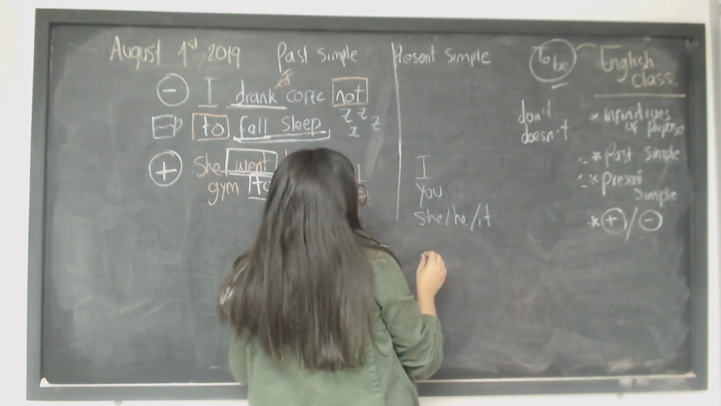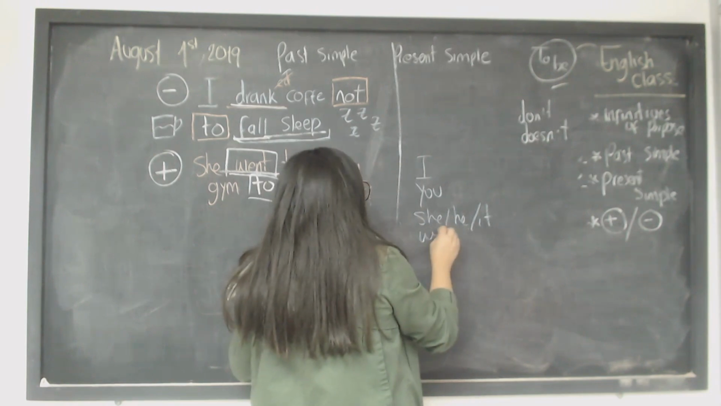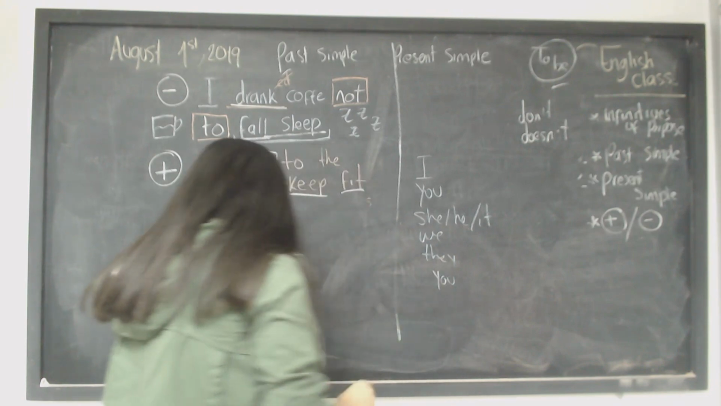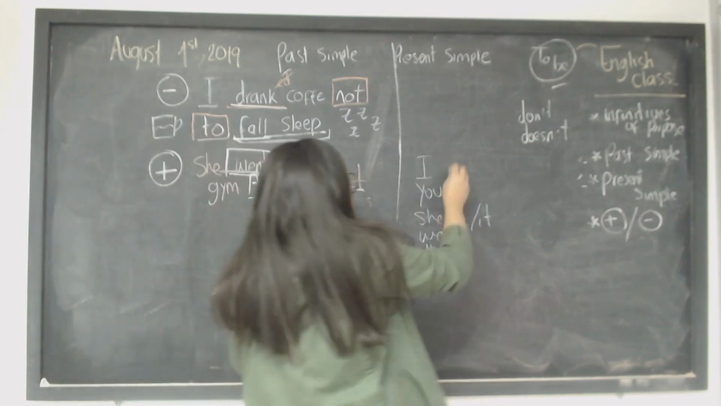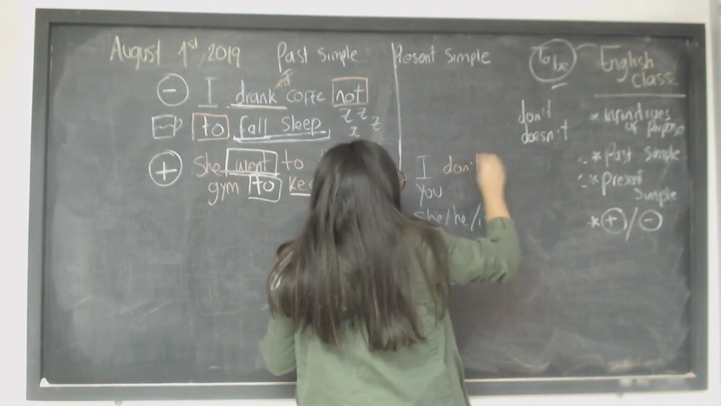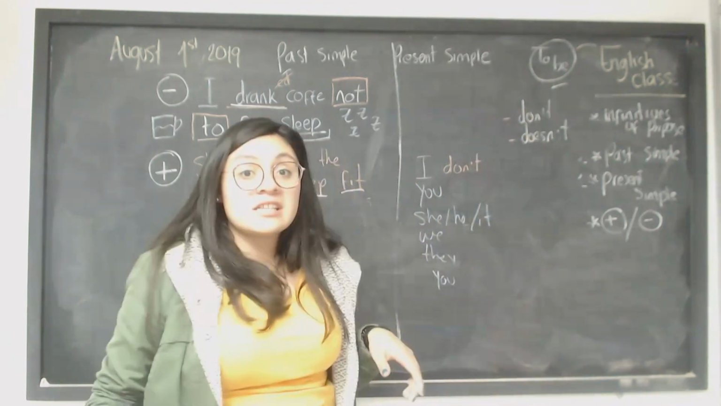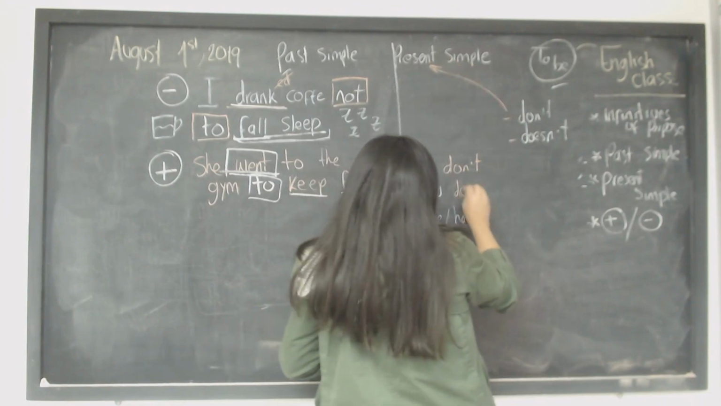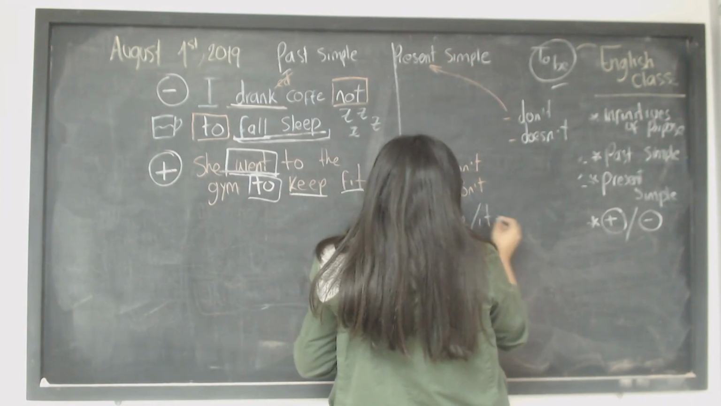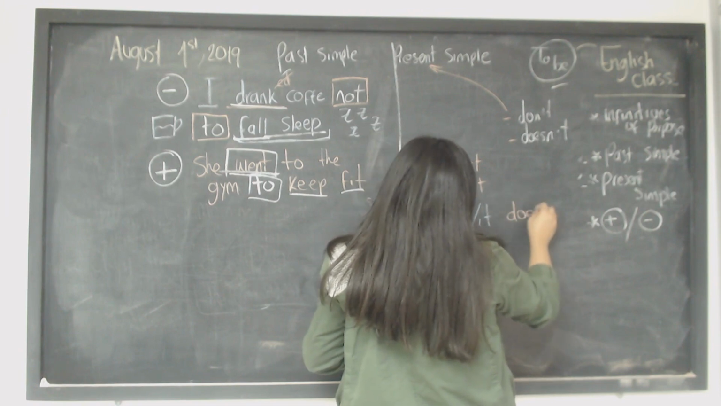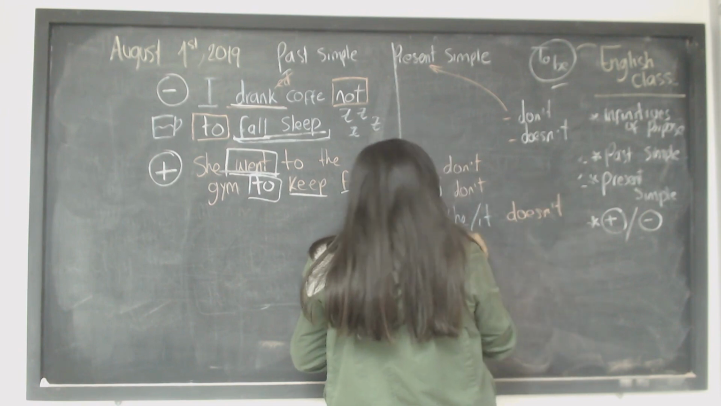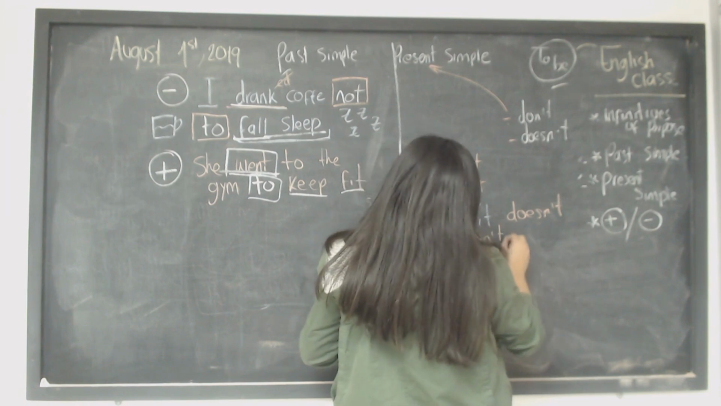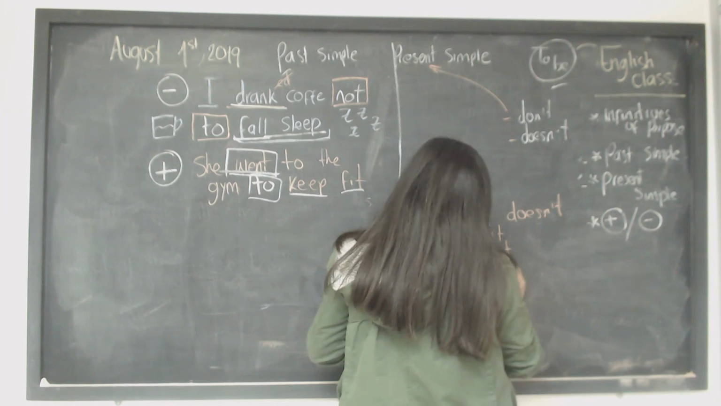So, I, you, he, she, it, we, they, and you. So we have I don't. Remember that don't and doesn't are in present simple. Estos están en presente. Okay? You don't. She, he, and it doesn't. We don't, they don't, and you don't, okay? So this is the difference.